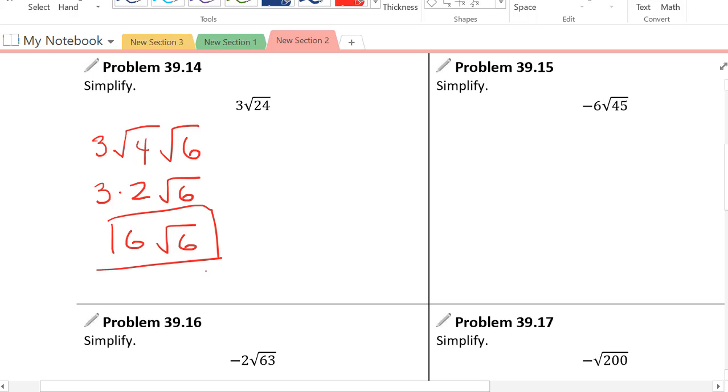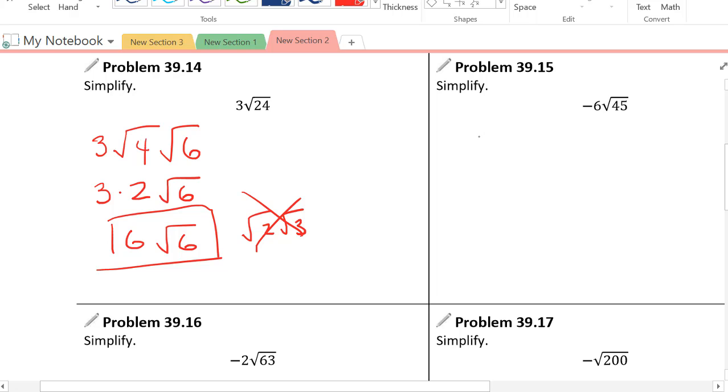The question is, can you break up radical 6? Is there a perfect square that can go into 6? No, right? Because the only thing you can do is 2 and 3 to get to 6, but 2 is not a perfect square and 3 is not a perfect square. So you can't do that. That doesn't work. So you leave it as radical 6. You can't break up radical 6 anymore. Okay? Let's look at the next one.